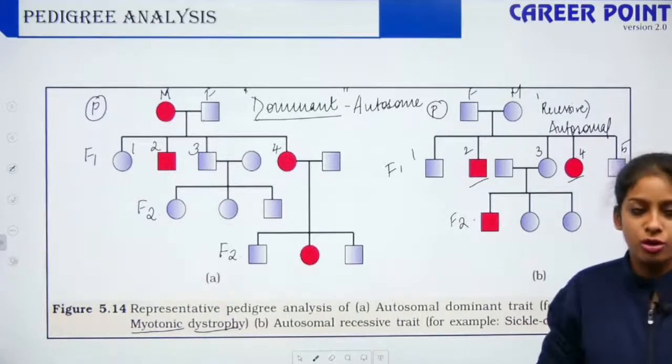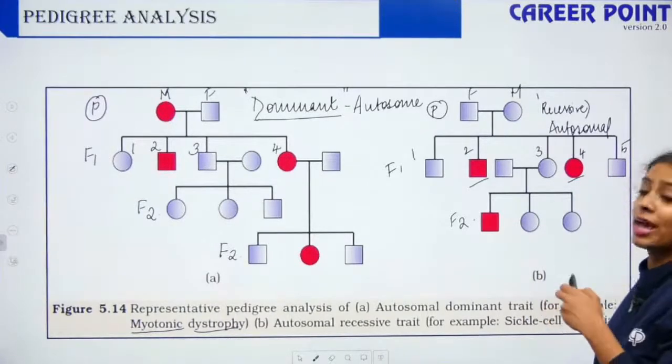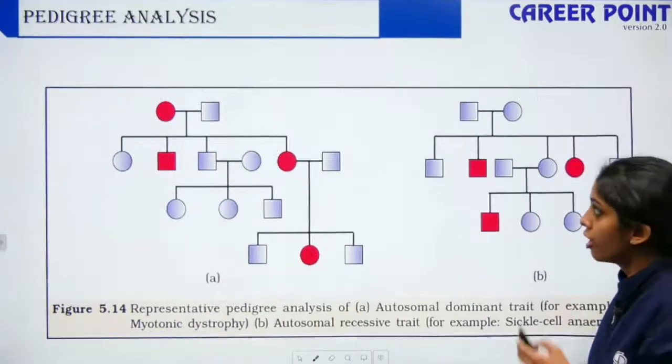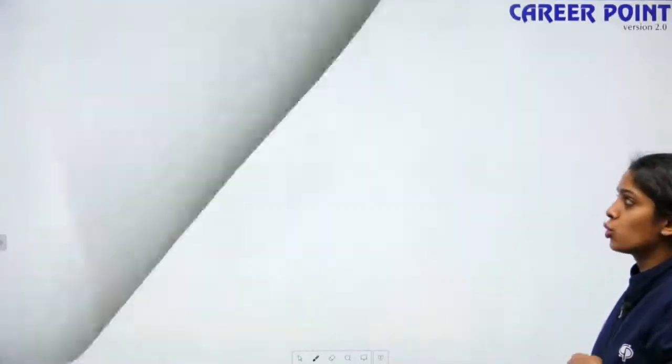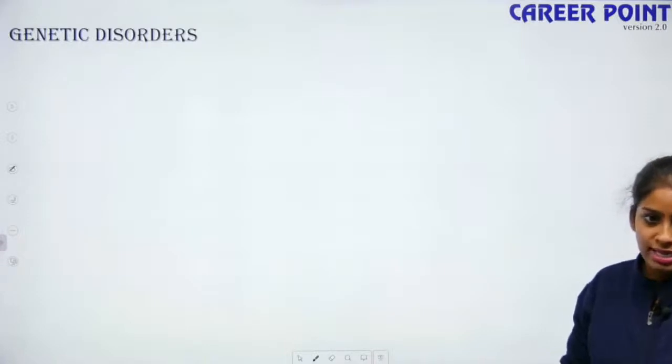Even today in class, I'm going to solve questions like this so that you will be able to interpret how to solve it. Okay, so moving further, we are done solving pedigree analysis.